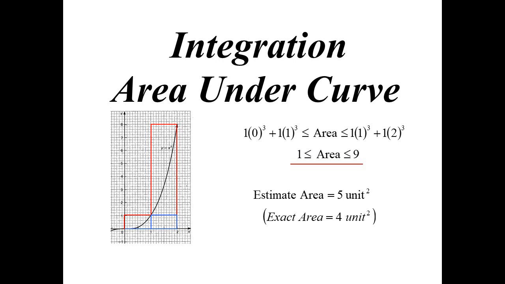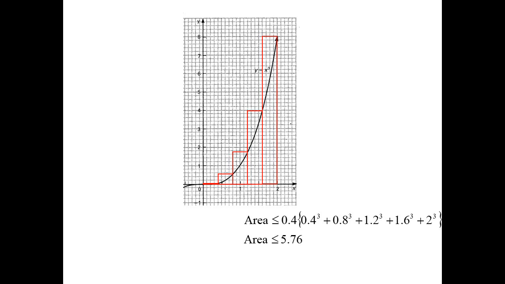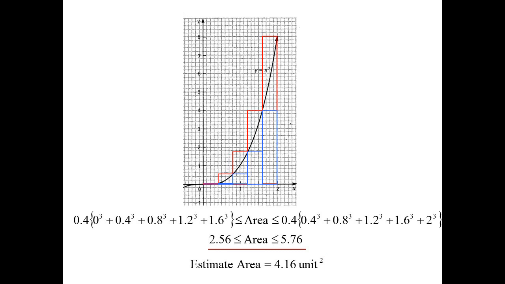Well, what I'll do is change the widths of these rectangles. See, if now instead of splitting it into 2 rectangles, I split it into 5, then we can see our overestimate is getting smaller. So it will now be less than or equal to 0.4 times 0.4 cubed, 0.8 cubed, 1.2 cubed, 1.6 cubed, 2 cubed. I now know it's less than 5.76. But if I draw the inner ones in, then we know it's going to be bigger than 2.56. The average of those is 4.16. We're getting closer to the exact amount.